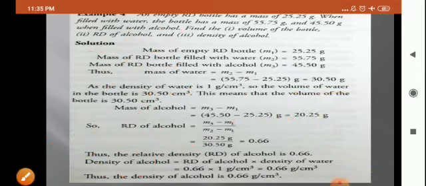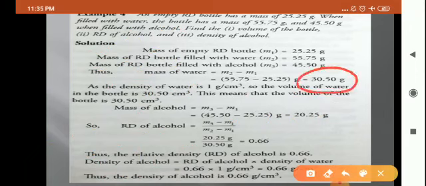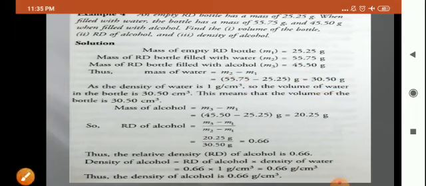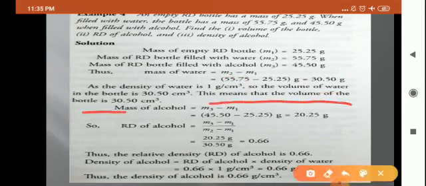Okay children, so same thing is given here. As you have got the mass of the water, we already know the density of the water, that is 1 gram per cubic centimeter. So we can easily find the volume of the water. Now again, same thing, very important. What is that? This means that the volume of the bottle is this.